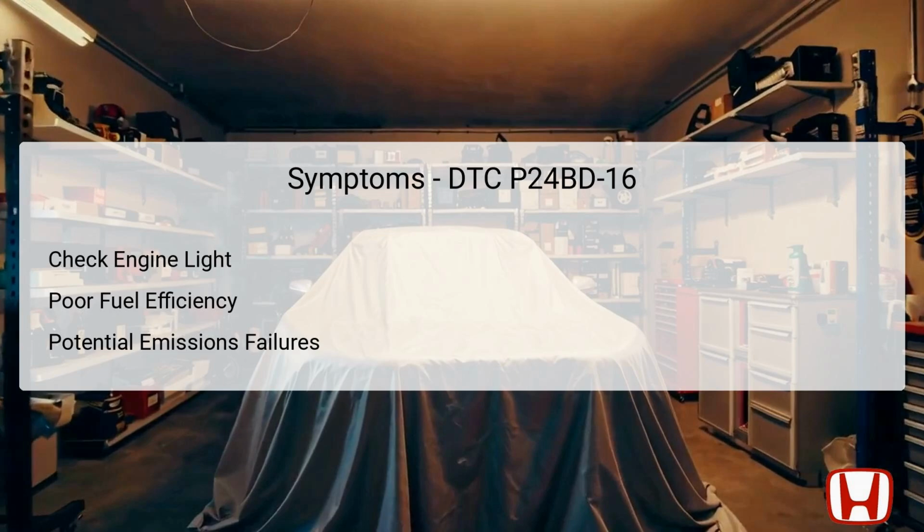When the DTC P24BD-16 is triggered, several symptoms may emerge, significantly influencing vehicle performance and compliance. The most immediate indicator is the illumination of the check engine light, alerting the driver to a potential issue that requires attention. Additionally, the low voltage problem can lead to poor fuel efficiency, as the vehicle's evaporative control system may not function optimally, allowing fuel vapors to escape rather than be recaptured and utilized. This dysfunction can also result in potential emissions failures during testing, as the vehicle may exceed acceptable limits. Addressing these symptoms promptly is crucial, not only for vehicle performance, but also to avoid legal ramifications associated with emissions regulations.